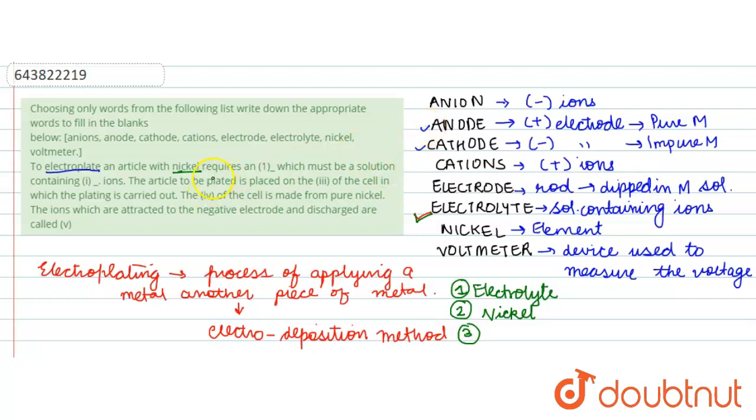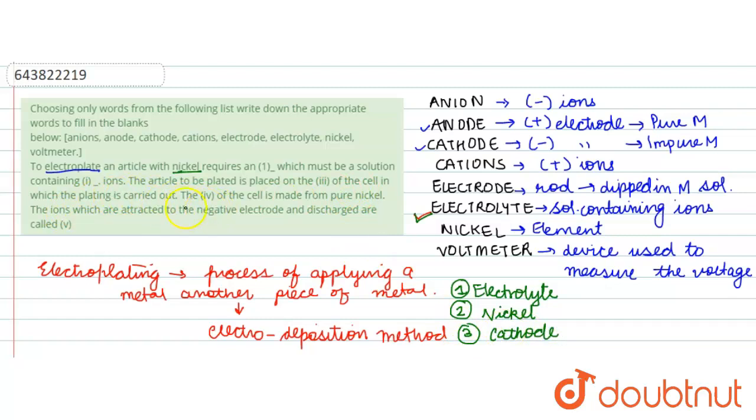Now if we are plating some article, that means that article is impure. That is why we are plating it with the metal to make it pure. Therefore the article to be plated should be placed on the cathode, because cathode is the electrode of the impure metal. Therefore the answer to the third part is cathode.